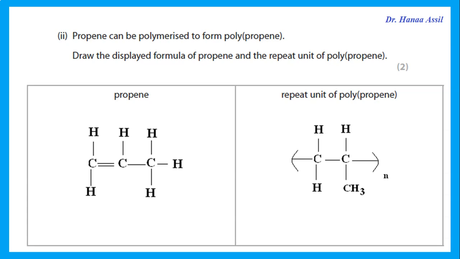And then I look at each carbon that had the double bond. The carbon on the left had 2 hydrogens, so I put 2 hydrogens in the polymer. Now the carbon on the right of the double bond has what? It has a bond going to hydrogen and a bond going to methyl, so this is what I write. You could put the bracket and n, or you could leave it. It's okay, it doesn't make a difference.